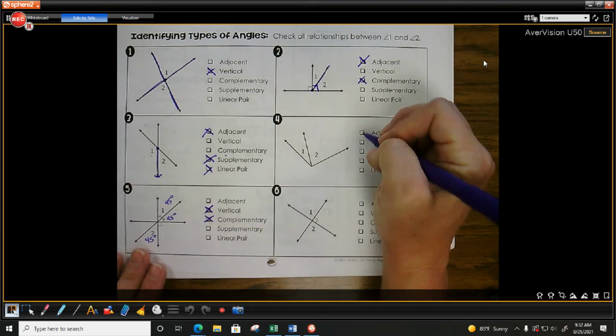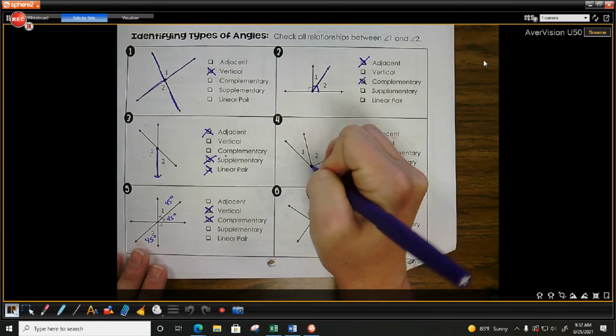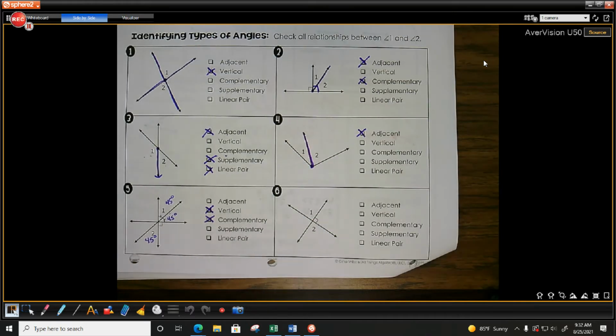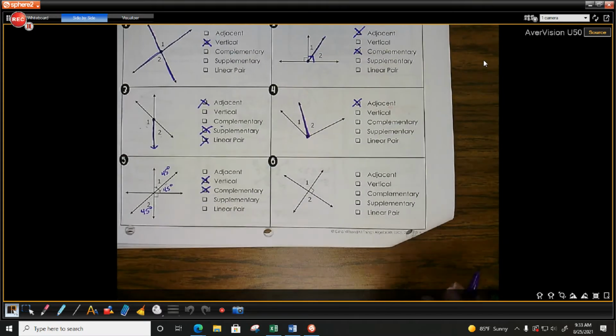Okay, what about number 4? They are adjacent. They share a vertex and they share a side. Can I figure anything out about what the degrees is? No, because I don't have a straight line anywhere. I don't have a right angle anywhere. It's not labeled. So can I say they're supplementary, complementary, or linear pair? No, none of the above.